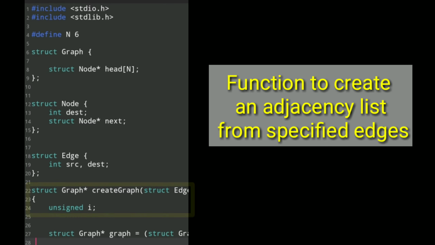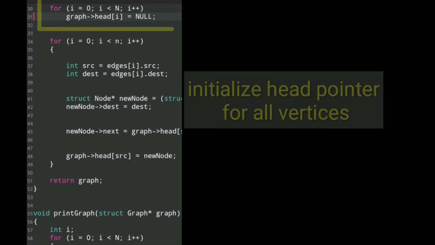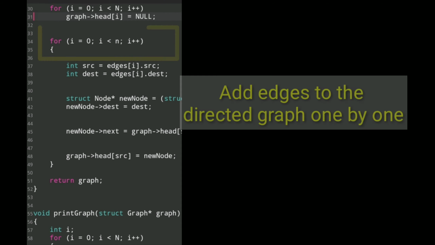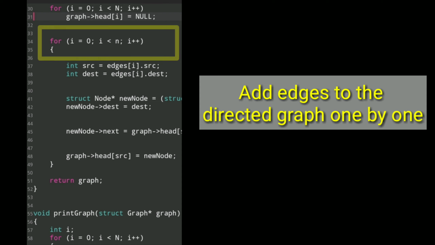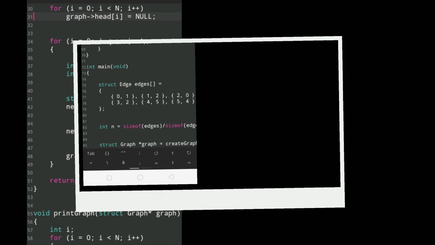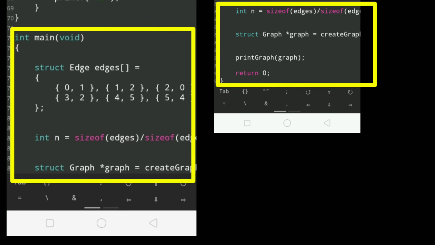This one is the function to create an adjacency list from specified edges. This is where we allocate memory for the graph data structure. Next, this is where we initialize the head pointer for all vertices. And this one is where we add to the directed graph one by one. Here is the function to print the adjacency list representation of the graph. And lastly, this is where we implement the directed graph in C.